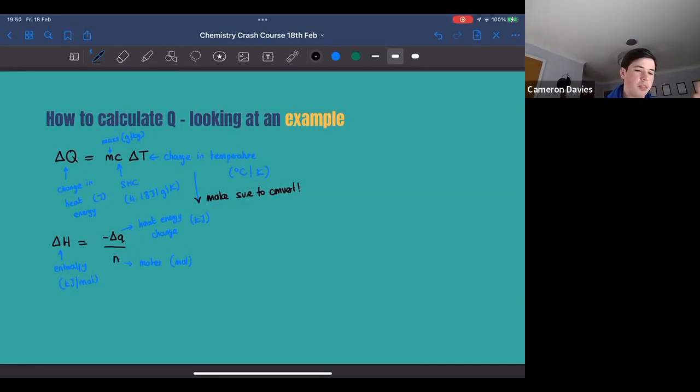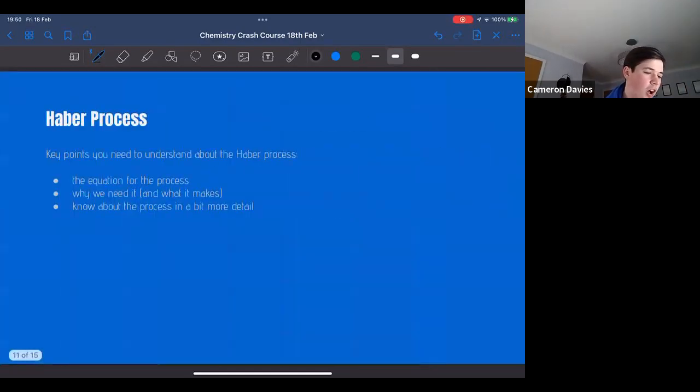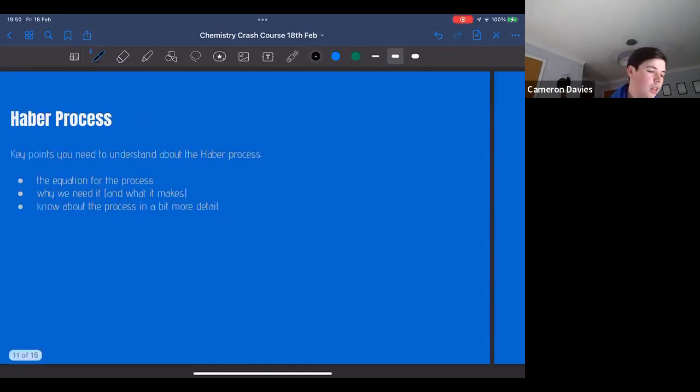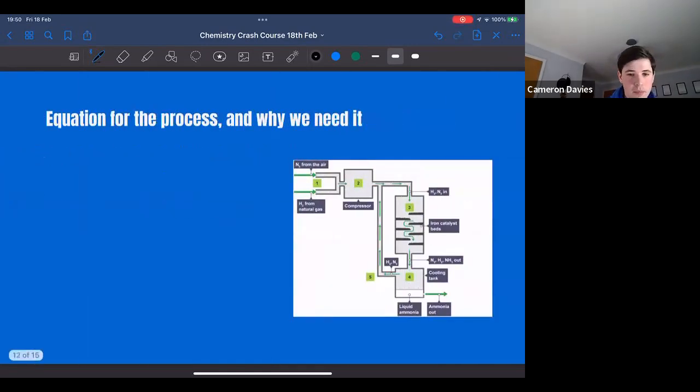Okay, so those are the two equations. I know that was really quick, but we're now going to move on to the Haber process. So we're going to look at the key points, the equation for the process. Then we're going to look at why we need the process in real life. And then we're going to look a bit more about the process itself and how it happens. So here's a diagram of what happens. It might look a bit complicated, but we're going to go through it step by step.